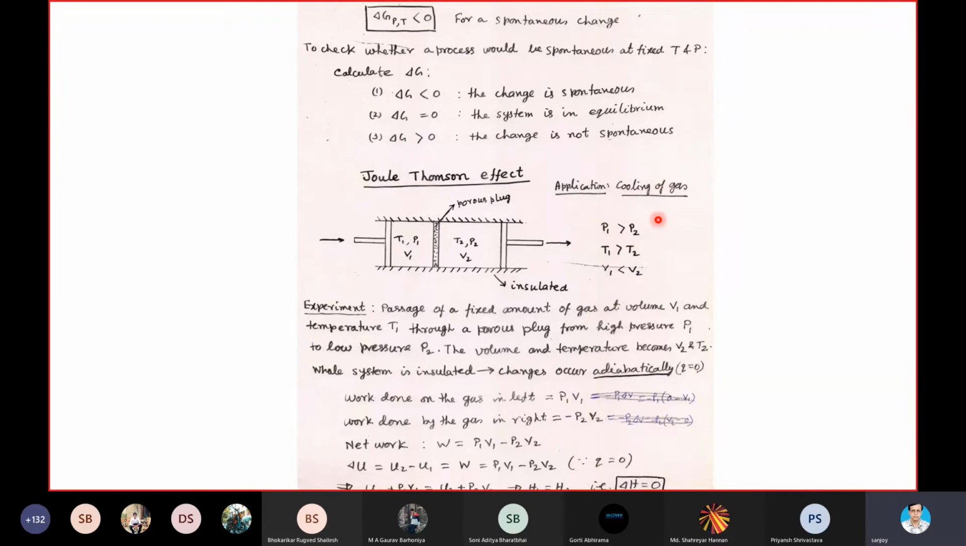So Joule and Thomson performed an experiment and tried to explain this cooling process, and we'll see how, using thermodynamics, you can show that.